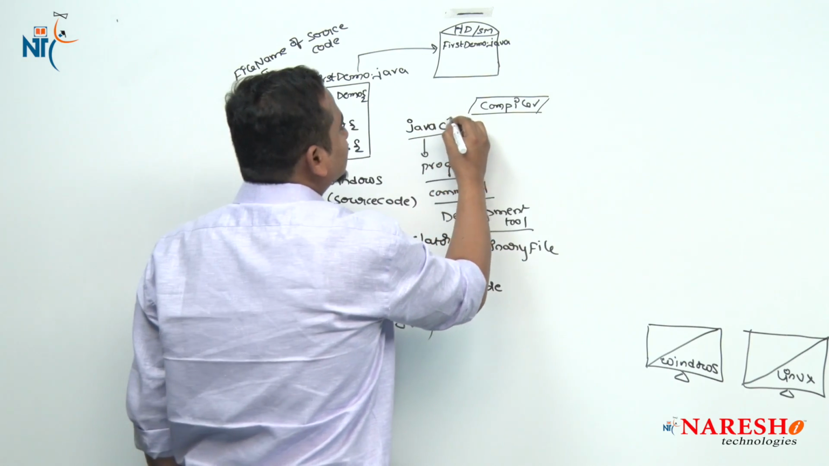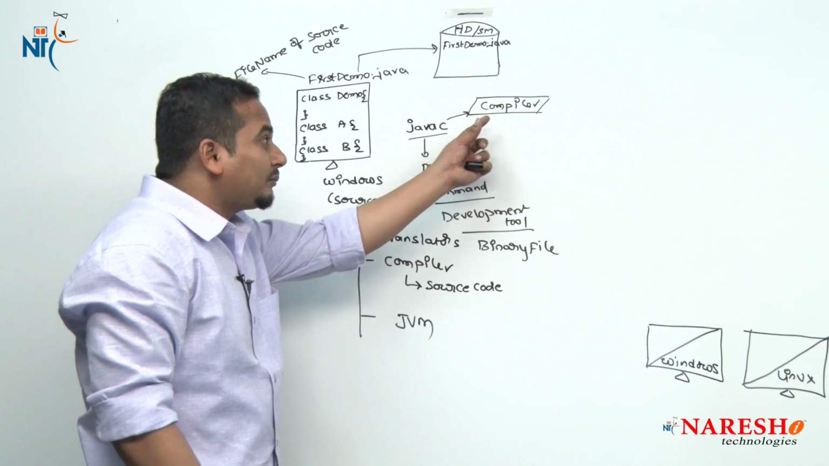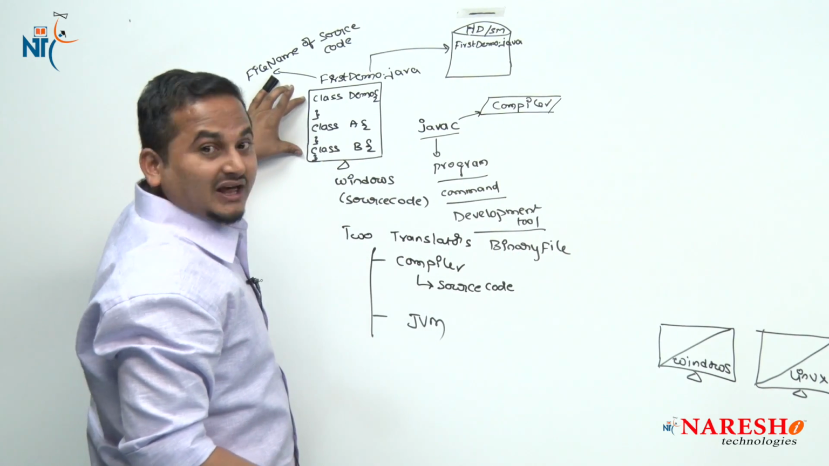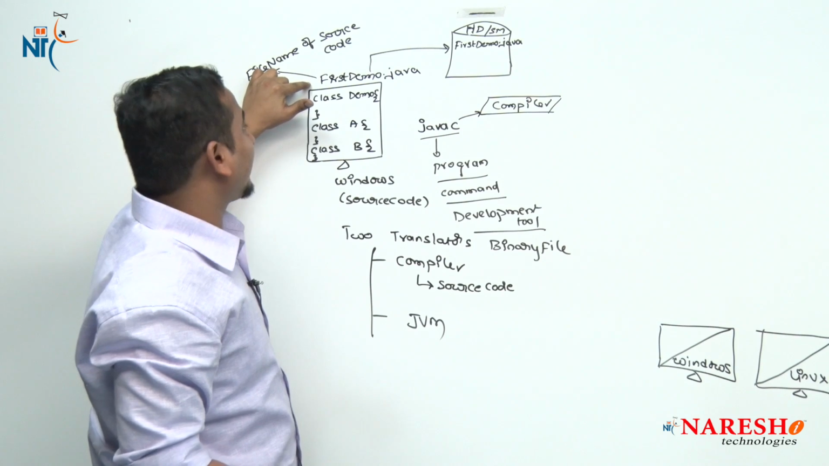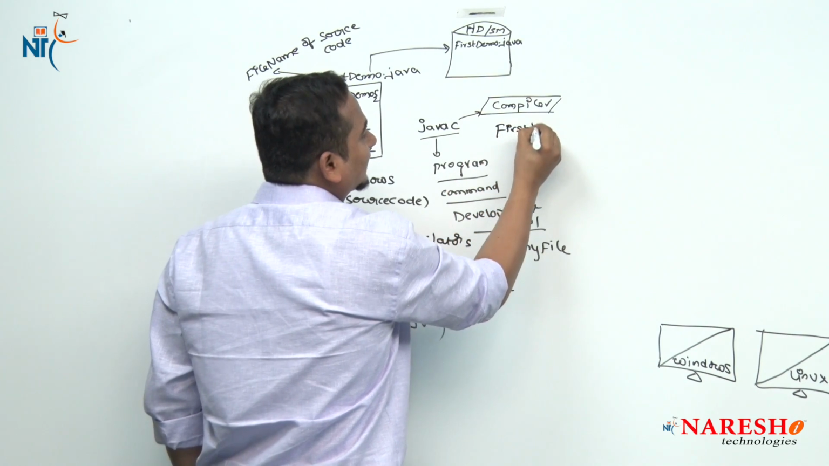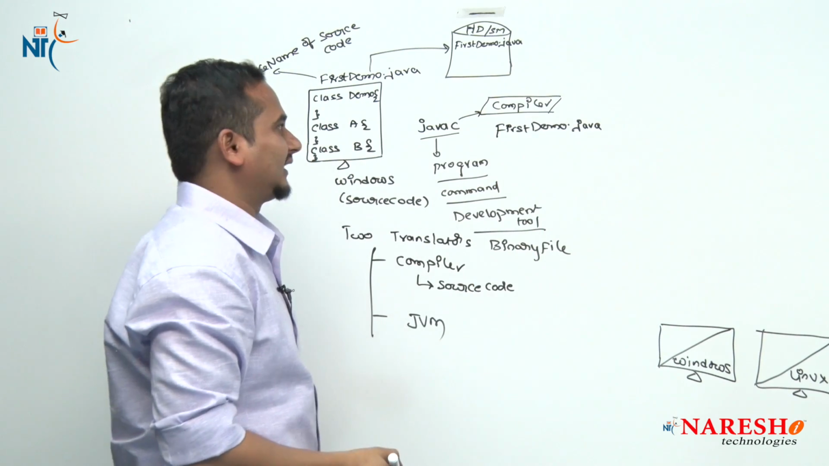Now Javac is communicating with the compiler. Now the compiler is reading the source code. Where exactly is this source code available? Within one file, whose name is firstdemo.java. This is the file name.